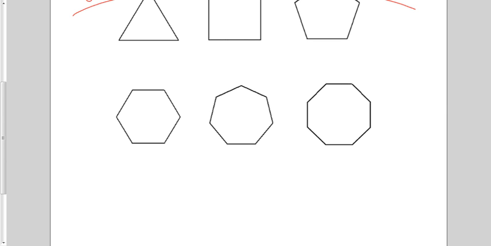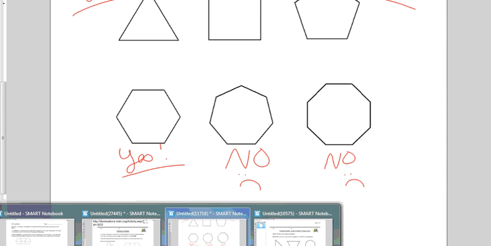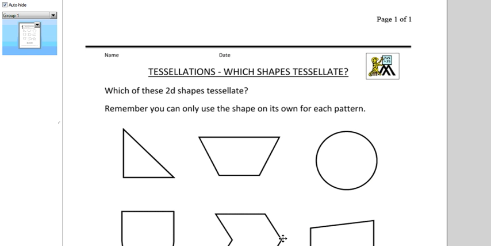Okay, hope you did that. So we have that the hexagon did tessellate, the heptagon did not, and the octagon did not. Now, these shapes will not tessellate the plane by themselves. Together, some of them will with other shapes, but these by themselves will not. So next page of our handout is this one.